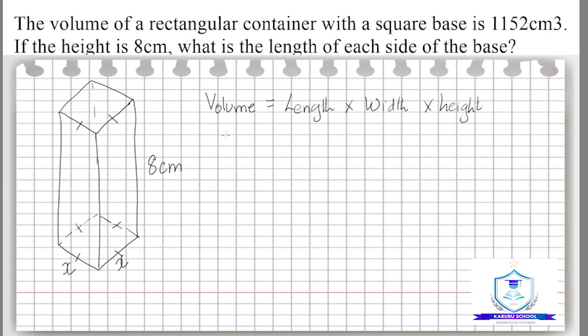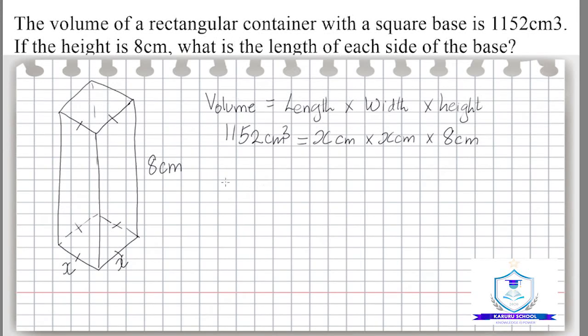In this case, we have been given the volume as 1152 centimeters cubed is equal to, our length is equal to x centimeters multiplied by our width, which is also x centimeters multiplied by our height, which is 8 centimeters.